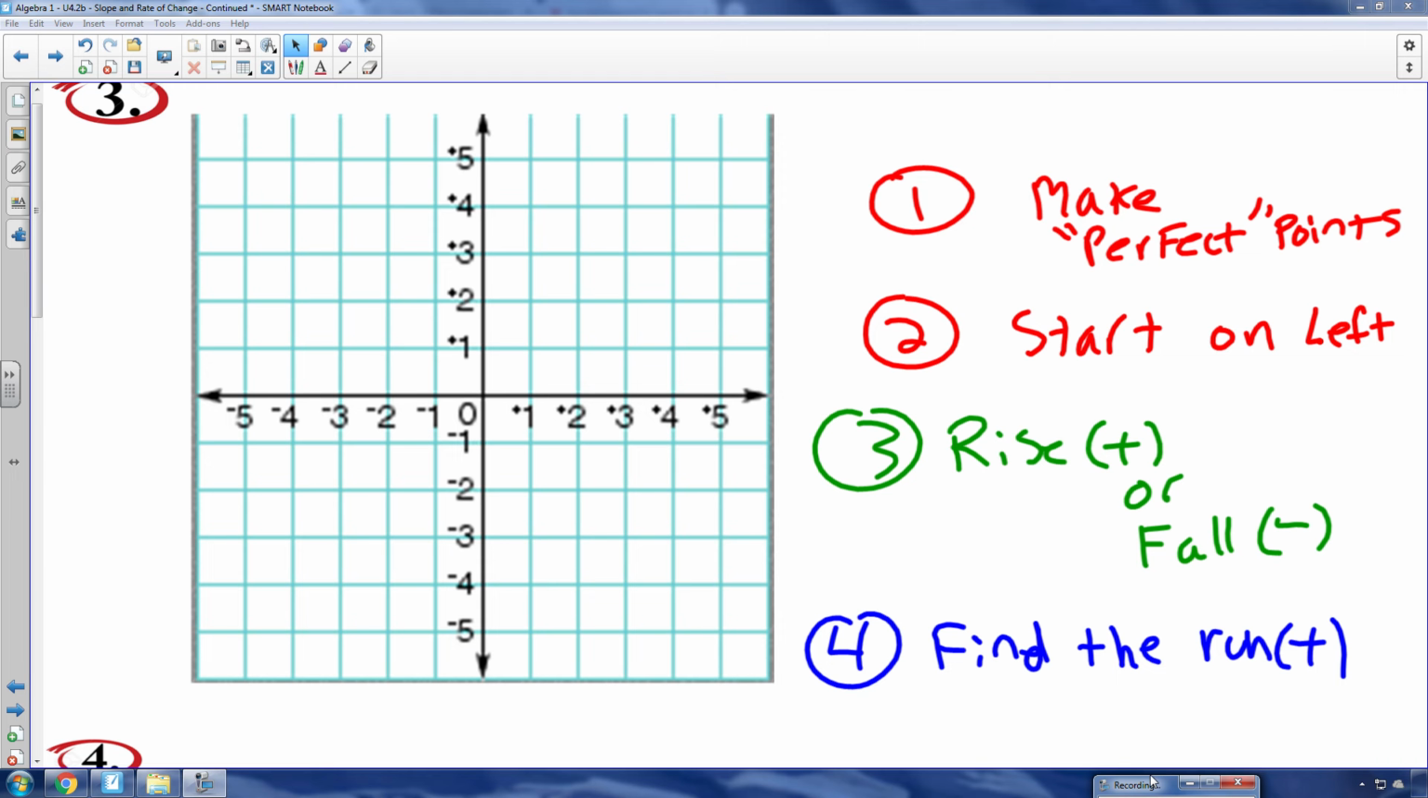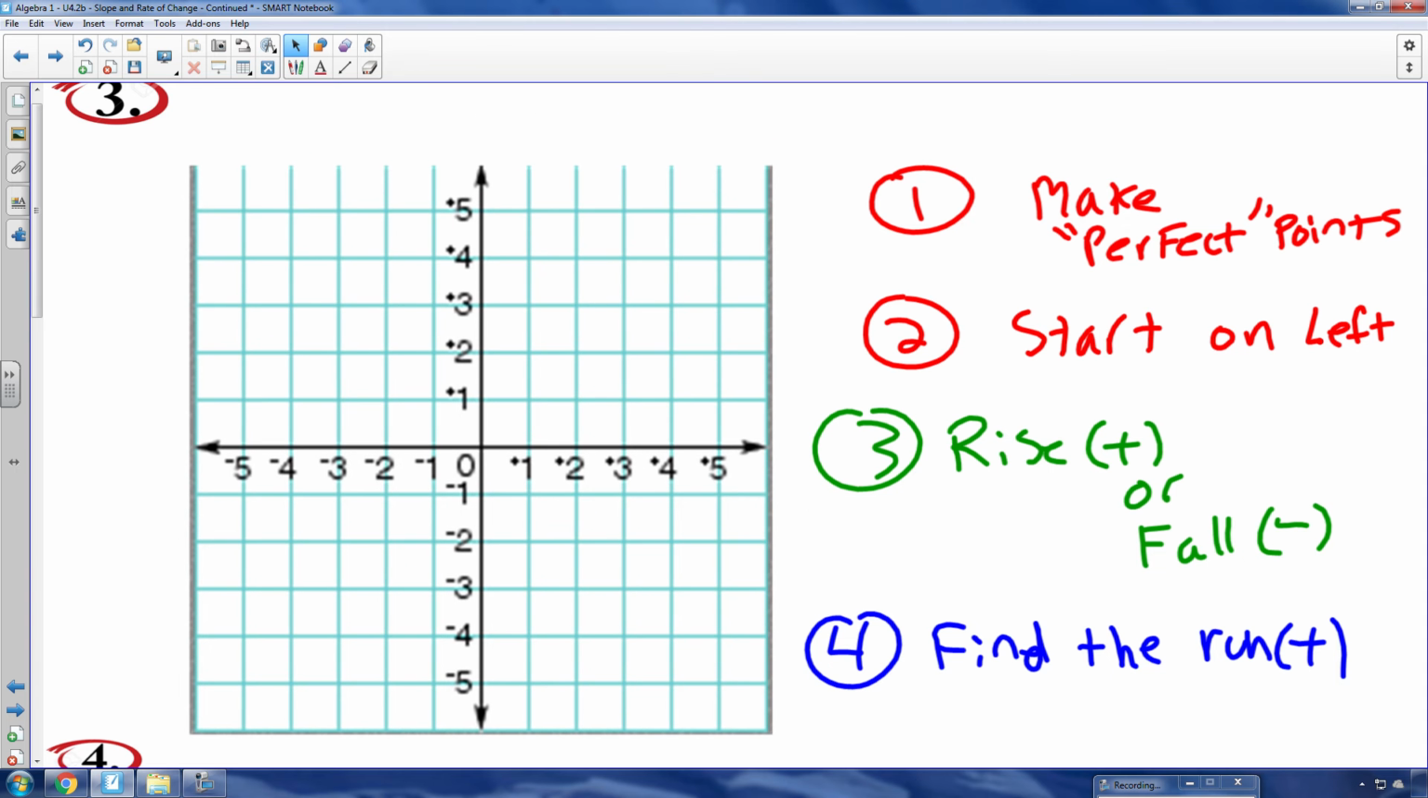So what we want to do is make some perfect points, start on the left, do the rise, do the fall, whatever we need to do, and find the run. I'm going to show you how to graph a line, hopefully for you to review something you've seen before, but I'm not certain if it will be.